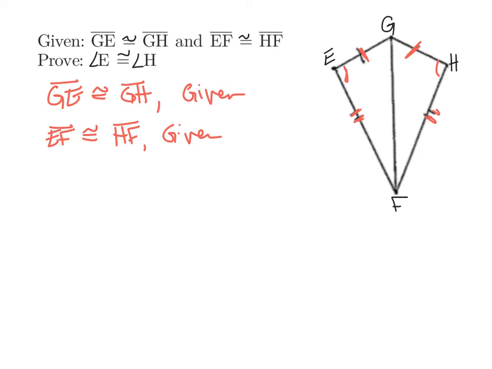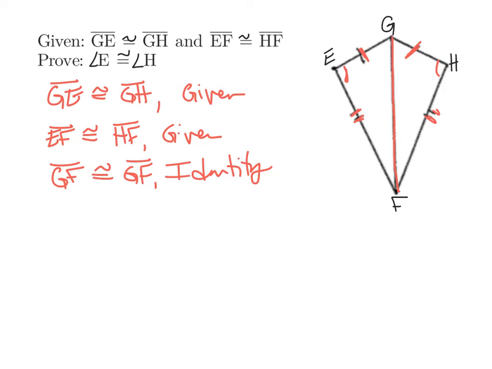Now we also know that GF has to be congruent to GF. Okay. That this third side, since both triangles share that side, it has to be its same length. That's by the identity. That something has to be as big as itself.